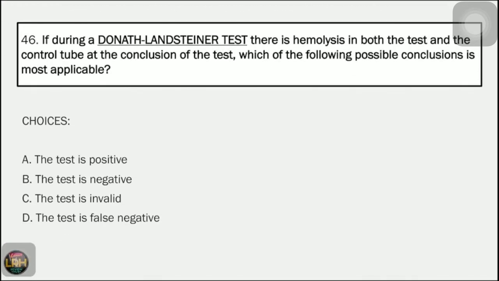Number 46. So, if during a Donath-Landsteiner test, there is hemolysis in both the test and the control tube at the conclusion of the test, which of the following possible conclusions is most applicable? A, the test is positive. B, the test is negative. C, the test is invalid. Or letter D, the test is false negative.